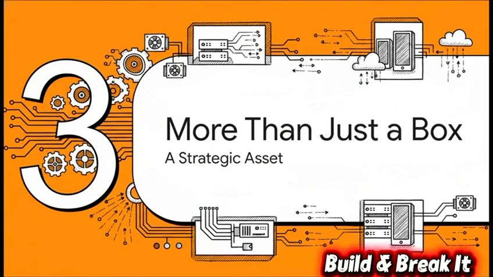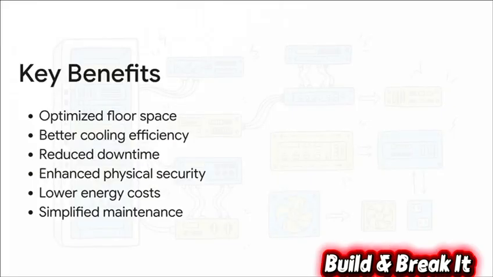So you see, all of this precise engineering means that a modern data center rack is so much more than just a metal box. It's really a highly strategic asset that impacts everything from performance right down to the company's bottom line. I mean, the benefits of designing things this way are huge. You're packing equipment vertically, which saves incredibly precious floor space. The organized layout makes cooling way more efficient, which in turn lowers energy costs and reduces the risk of equipment failing. On top of that, it enhances physical security and makes maintenance so much simpler.